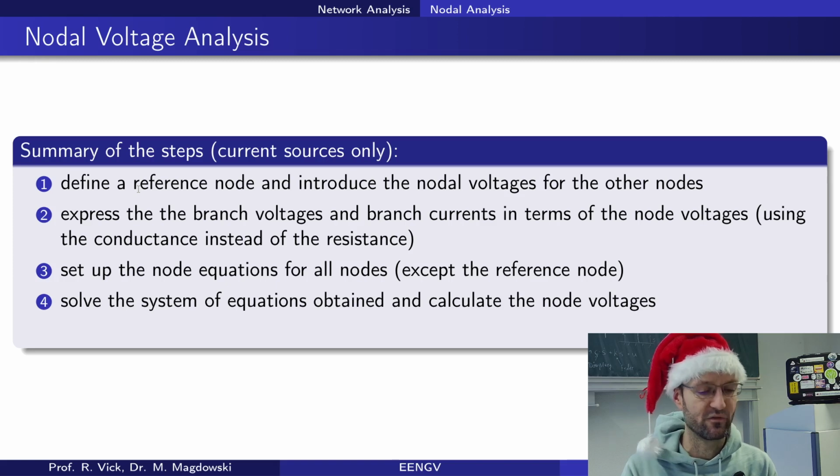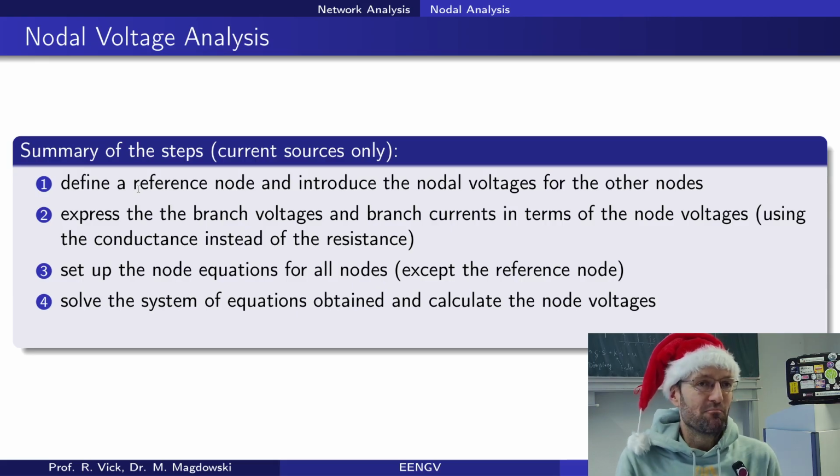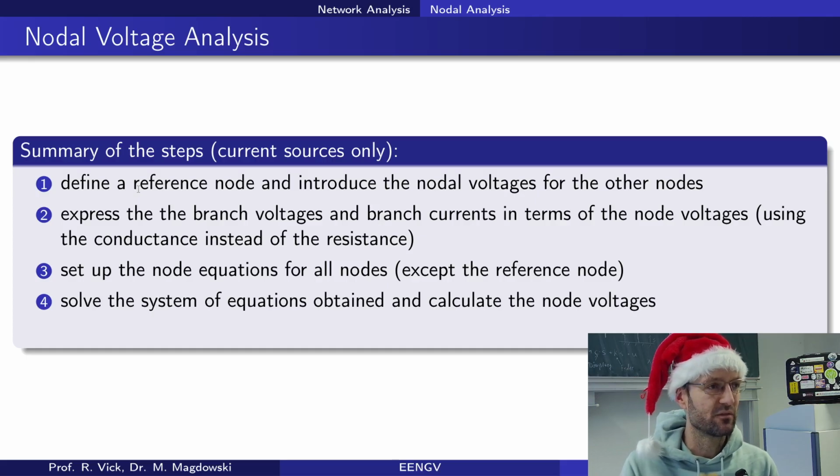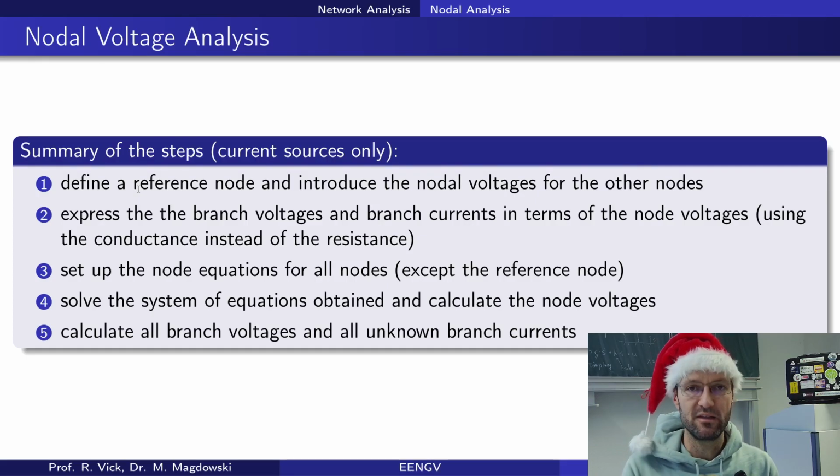We can solve the system of equations and obtain these nodal voltages or node voltages, the voltage from each node with respect to the reference node. They are not really the final result. They are some intermediate result, but from these nodal voltages, it's quite easy to calculate all the branch voltages and all the branch currents that we would like to have at the end.